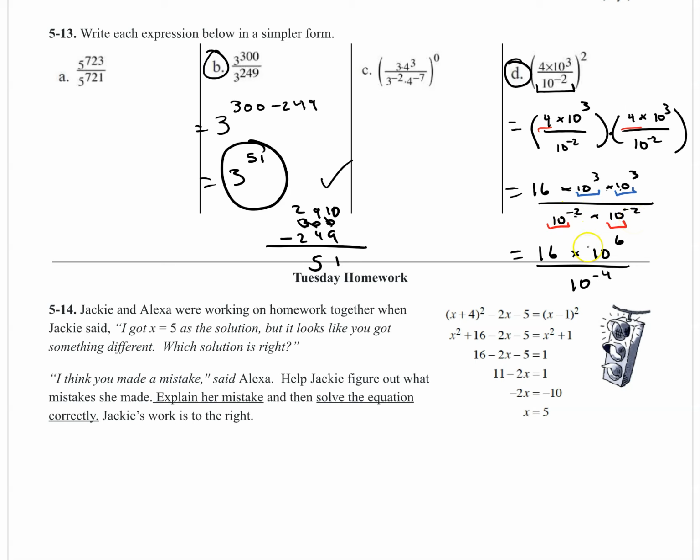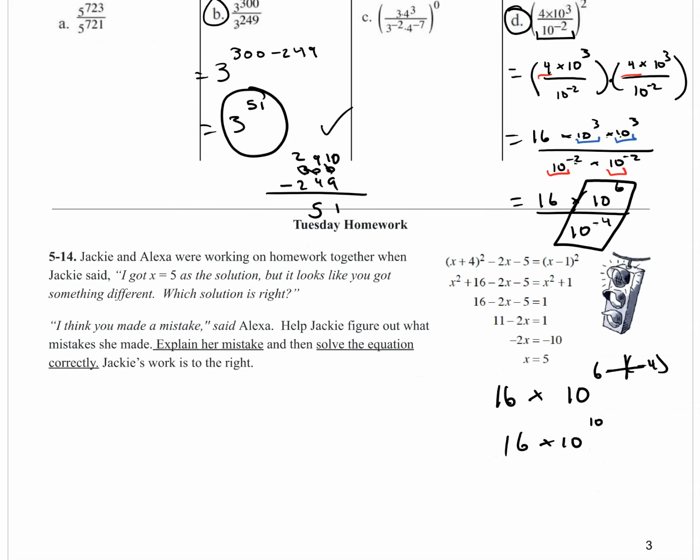Alright, now, if we combine these together, kind of like we did here, if you divide two terms of the same base, the exponents are going to subtract. So this is 16 times 10 to the power 6 subtract negative 4. Now be careful here, it's 6 subtract negative 4. So because the negative's on the bottom, it becomes a plus, a double negative. So this is 16 times 10 to the power 10.